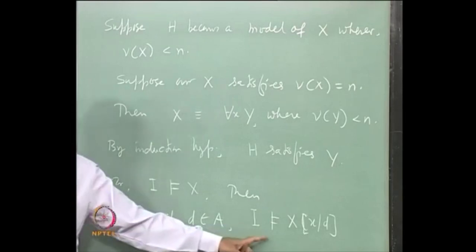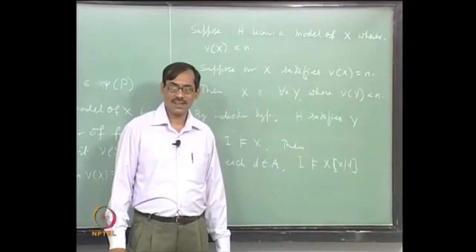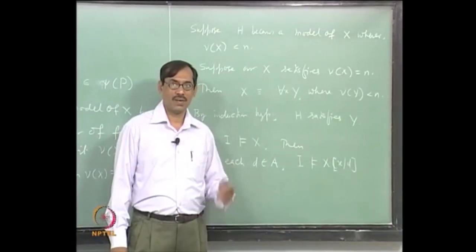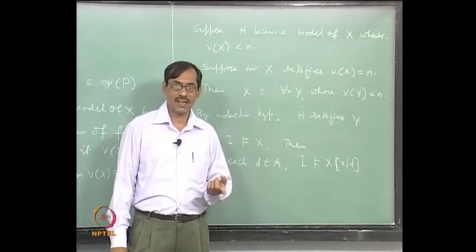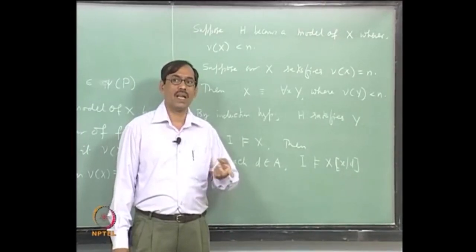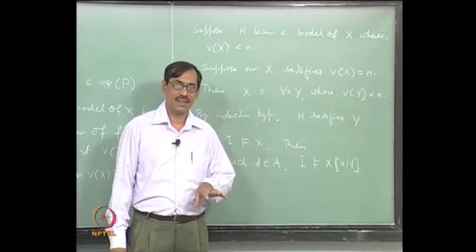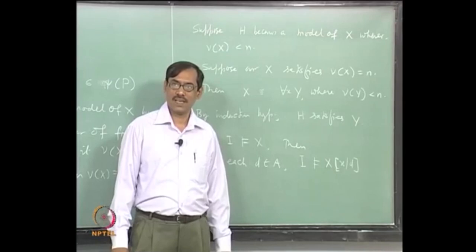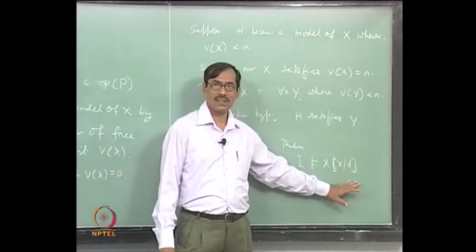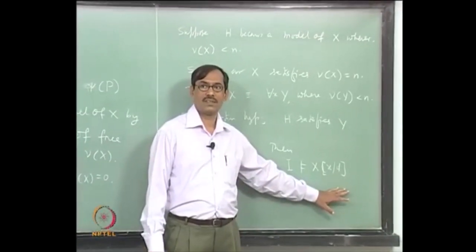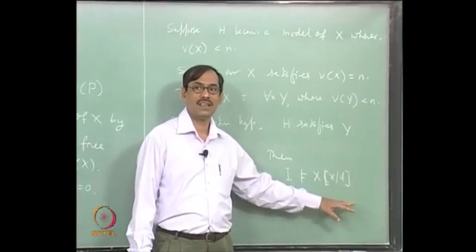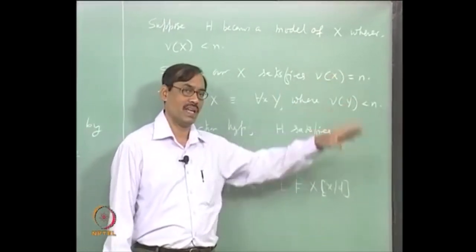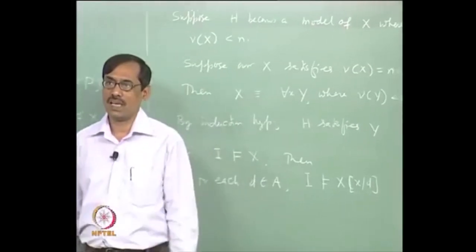It's not really formally correct. What we have to do is find one valuation L. Then you have to take L x by d, right? That satisfies this. That's how it looks. Fine. But informally, this is what happens. When you substitute that x by d, whatever you get, that is satisfied by I. That formula is satisfied by I. That is happening.